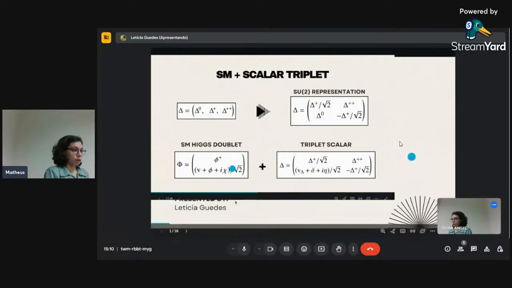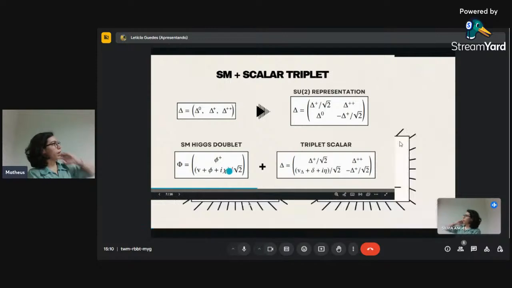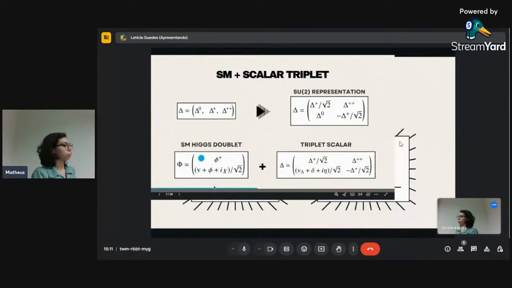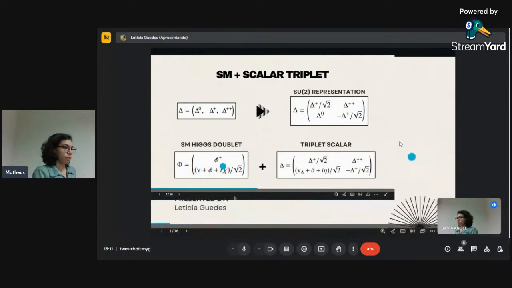As I told, we have similar assumptions between this triplet and the Higgs doublet in terms of the VEV. Doubly charged? Sorry, is it electric charge? Yes.